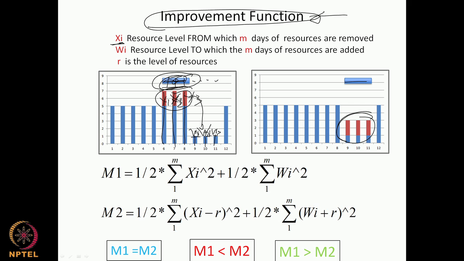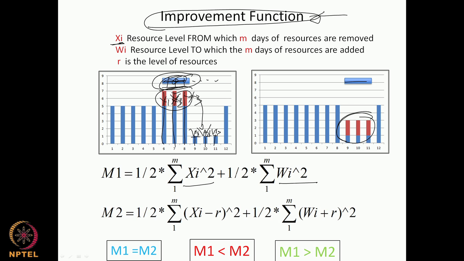Based on this, if we are going to calculate the moment of this histogram, I have put it in an expanded form. It is sigma xi squared, for each of the 3 bars in this particular case: xi into xi by 2, so sigma of xi squared by 2 plus wi squared by 2. This is shown in this formula here. This is the moment before we shifted the activity.